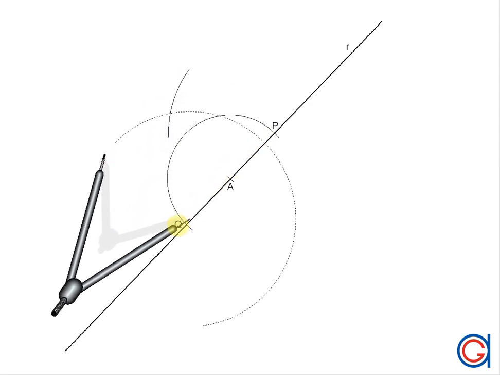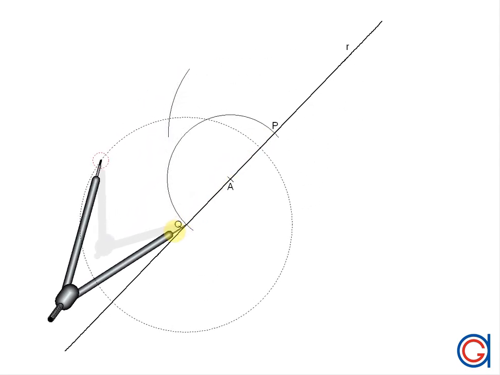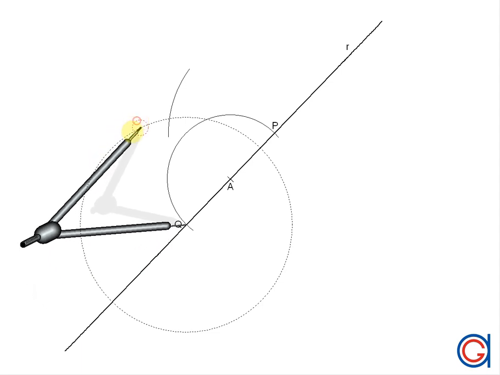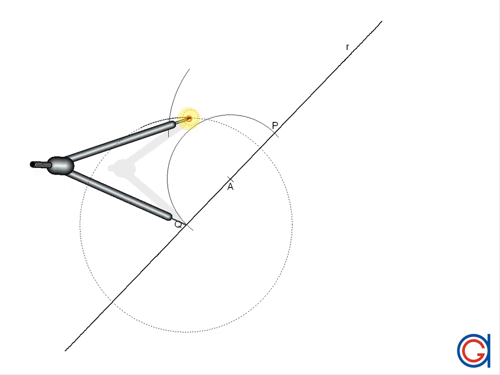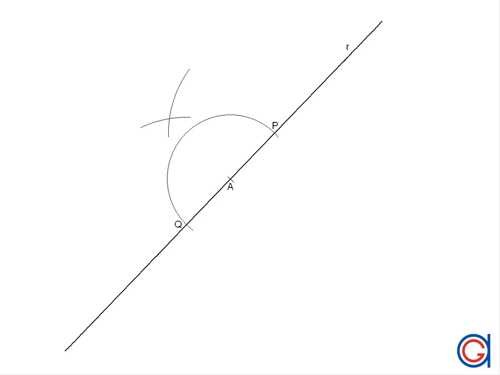And now, with the same radius and setting the compass on point Q, we're going to scribe another arc intersecting our previously drawn arc, as shown here, obtaining a new point, which we will call point B.